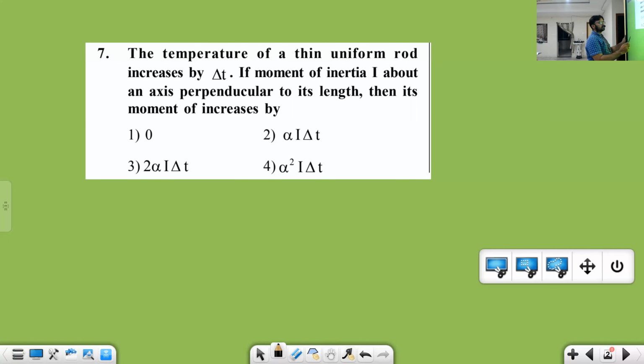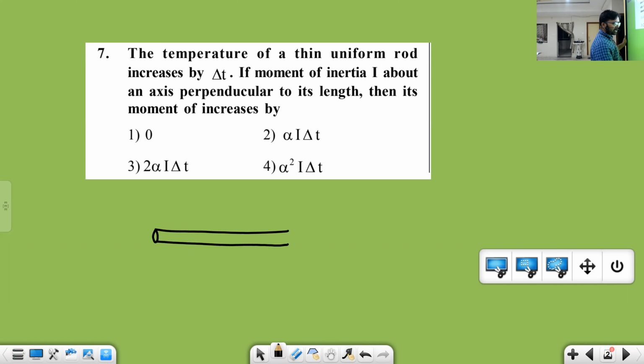The temperature of a thin uniform rod increases by delta T. If its moment of inertia about an axis perpendicular to its length is I, then its moment of inertia increases by how much? So here, what they are telling is the temperature of a thin uniform rod.